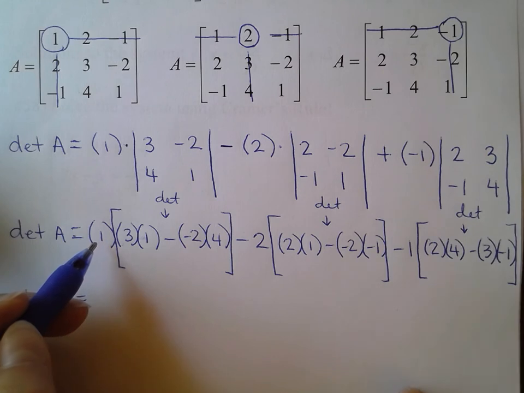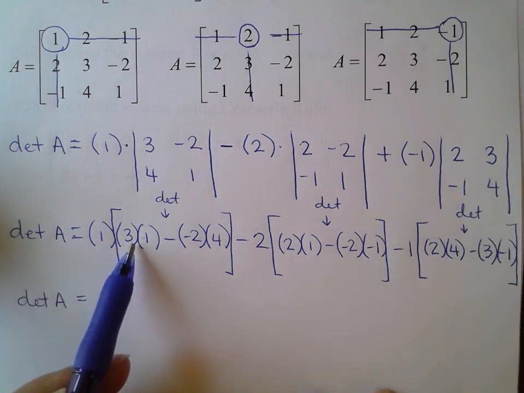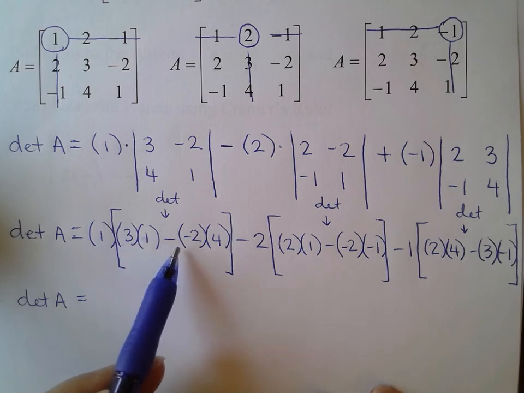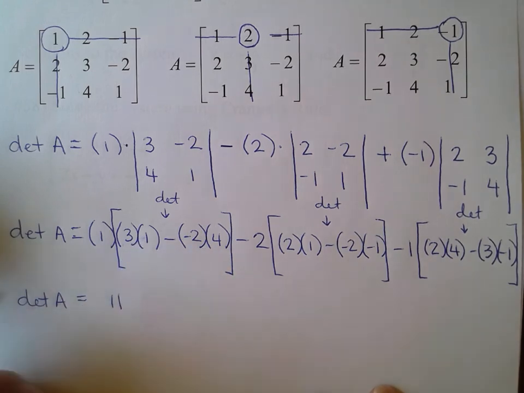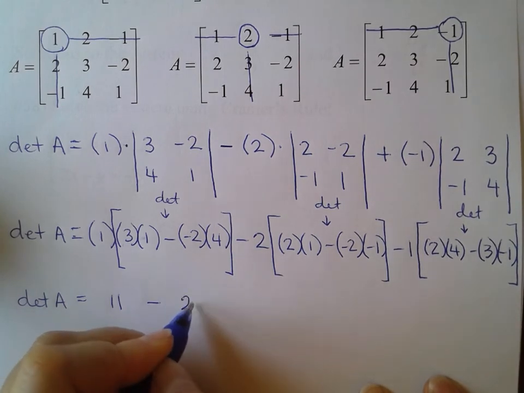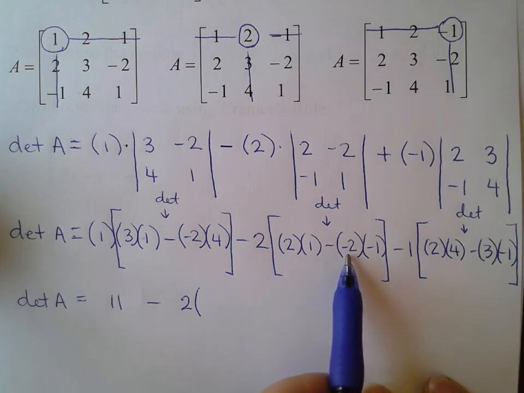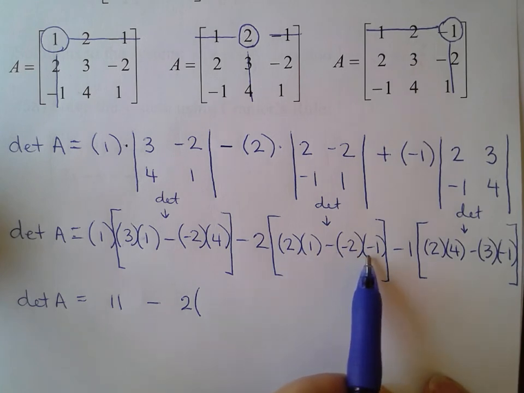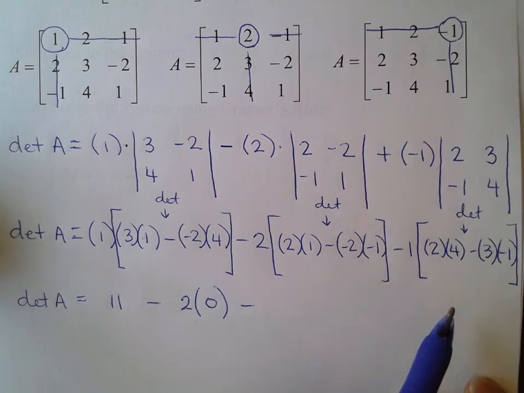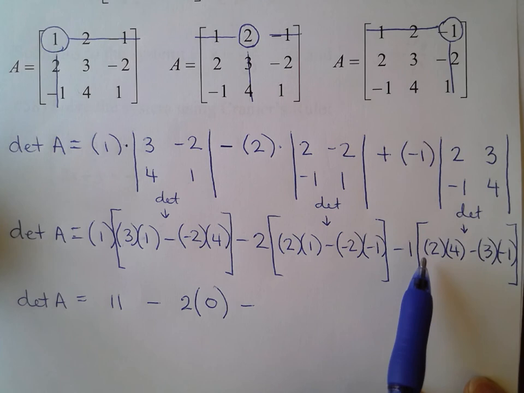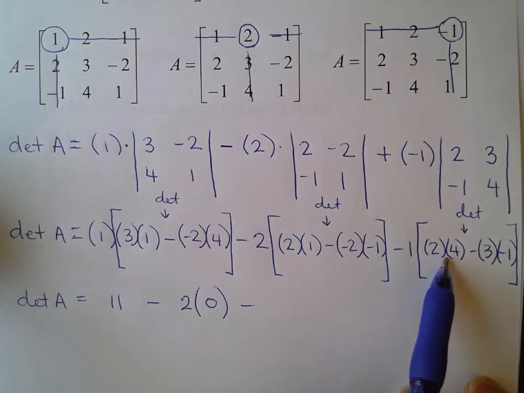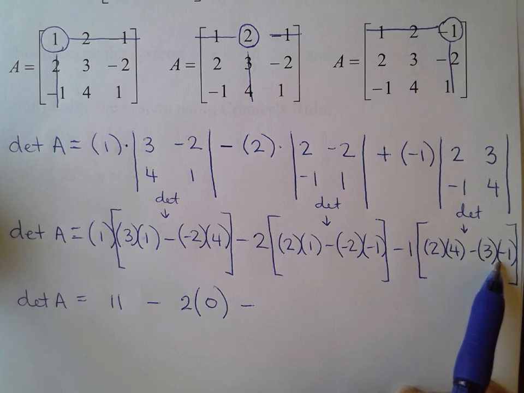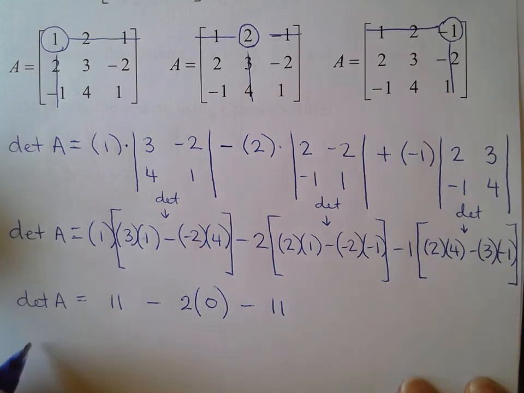So this is really just 1, so I'm going to leave that out now. This will be 3 minus negative, so 3 plus 8, so 11, minus, this will be 2, I'll leave that there for now. This will be 2 minus, this will be positive 2. 2 minus 2, so that's 0. Minus 1, I'll leave the 1 out. This will be 8 plus 3, so 11. Okay, so the determinant of A is 11 minus 0 minus 11, that's 0.